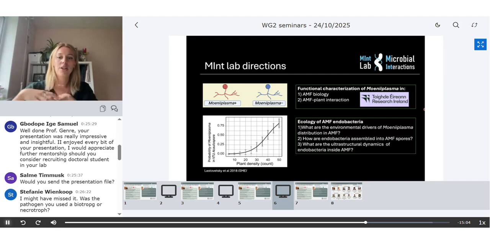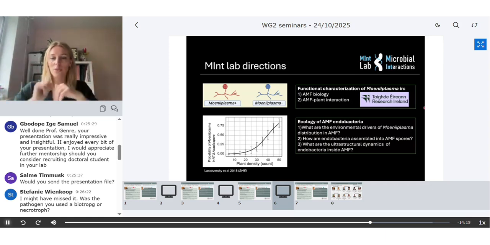The other main research direction is on the ecology of the AMF endobacteria. Among other questions, there are just a few that we would like to answer. For example, what are the environmental drivers of mycoplasma distribution in AMF? In the past, I've shown that the probability of harboring mycoplasma in certain AMF taxa actually increases with increasing plant density. And we recently have some preliminary data, which I didn't want to show yet because it's very preliminary, but it appears that their prevalence, or the likelihood of finding mycoplasma in these spores, will actually decline under drought.